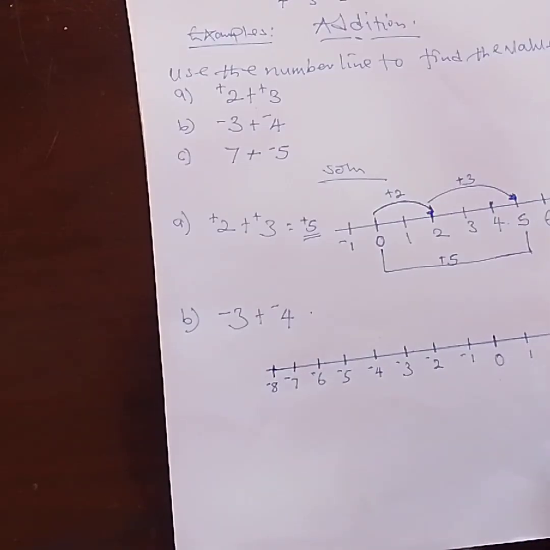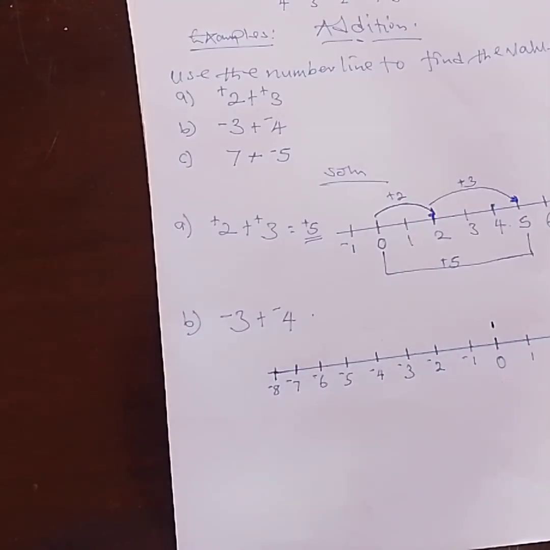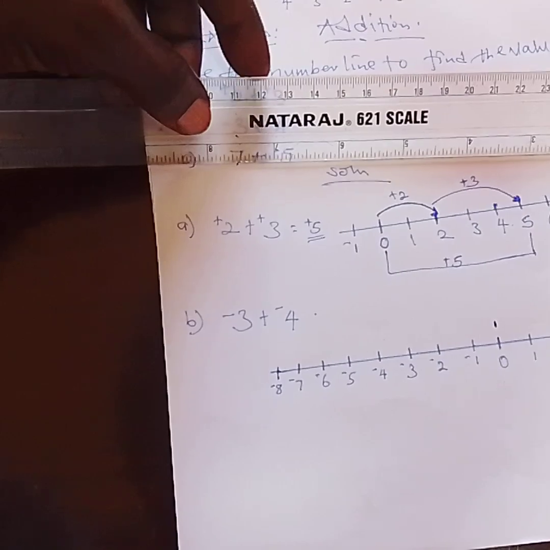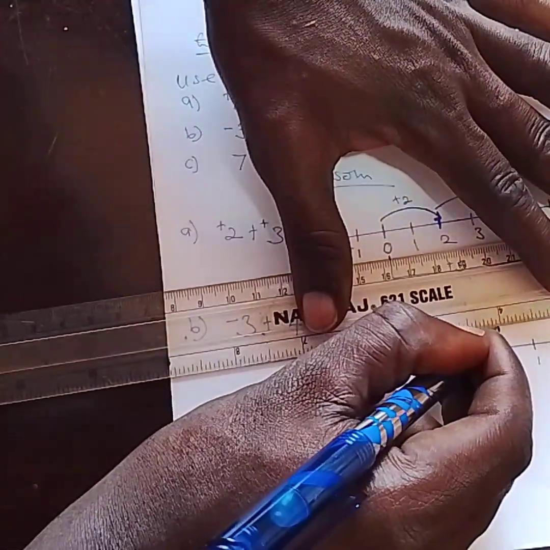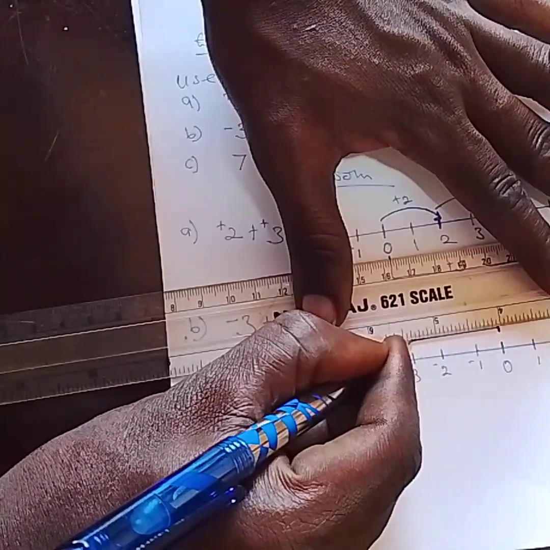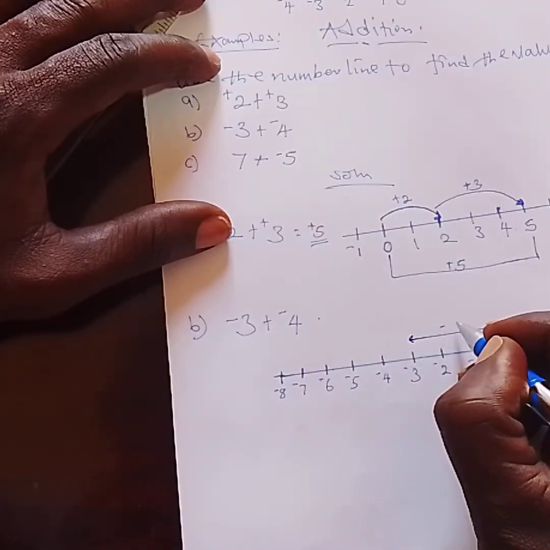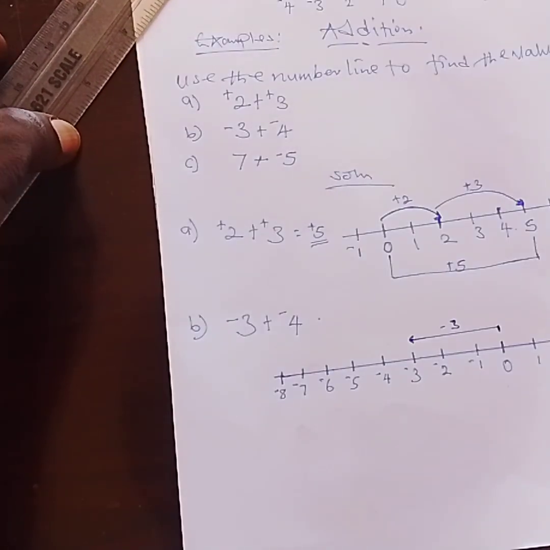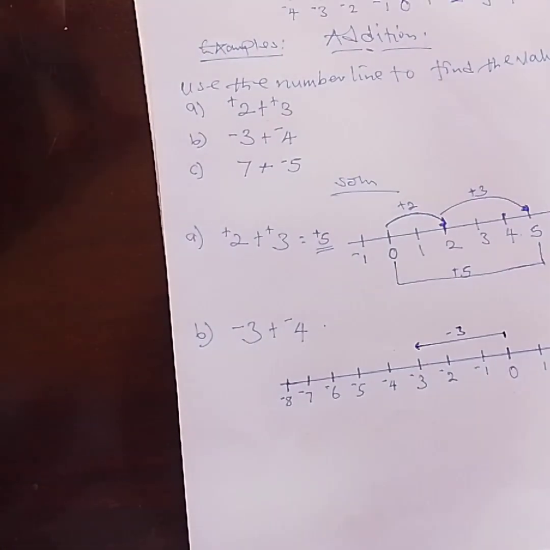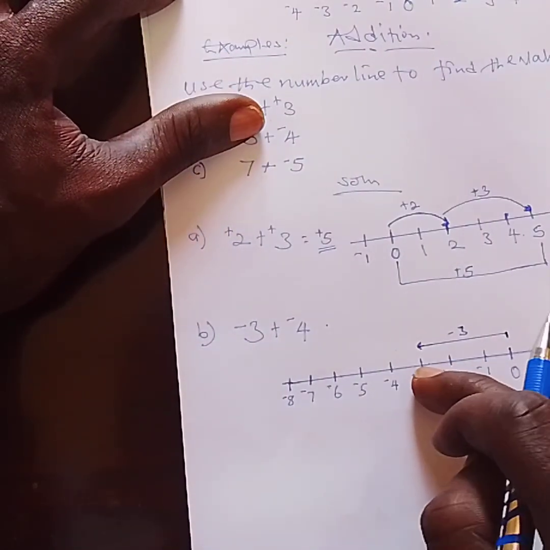We shall first go with the negative 3 from our starting point. This is our starting point. They want us to go up to negative 3. So we have our negative 3, which is here. We come and we stop there. That is negative 3. Then we shall proceed plus. They told us to plus negative 4. From where we have stopped, we again add negative 4.